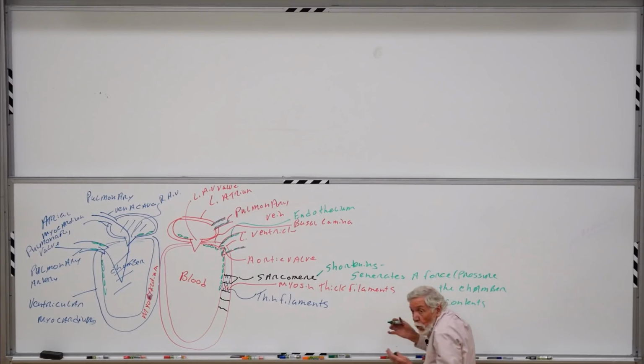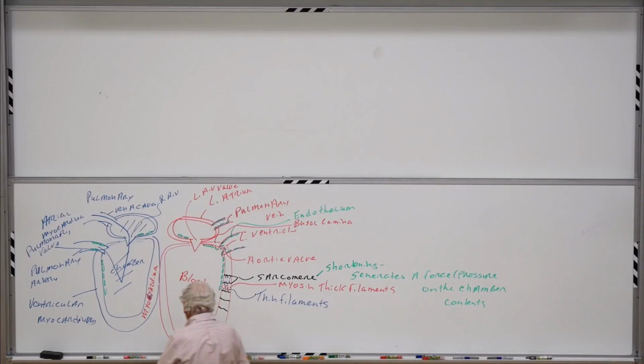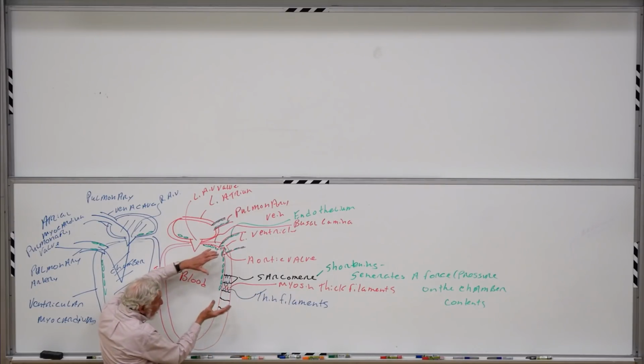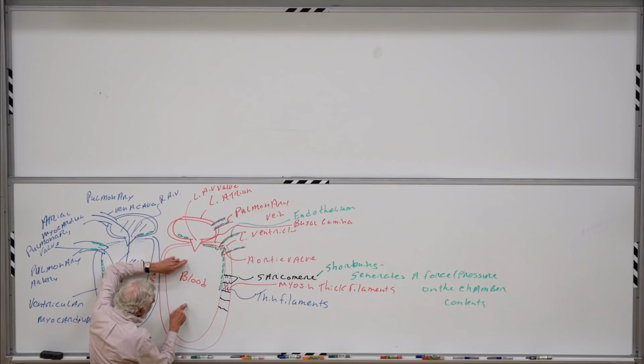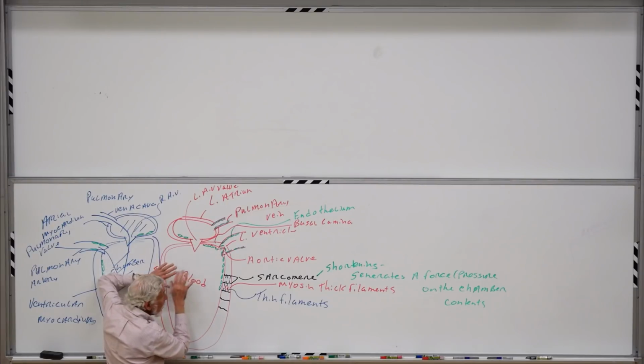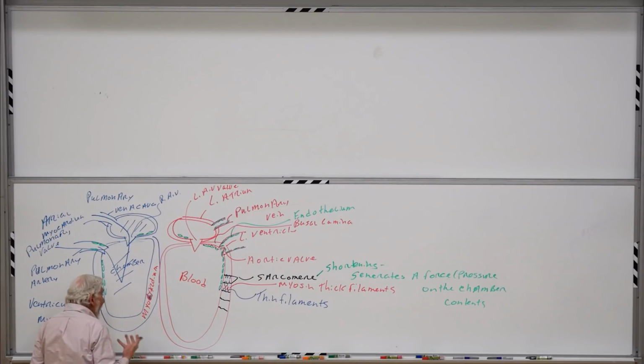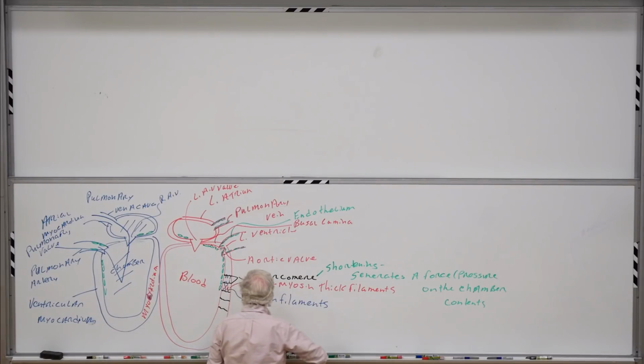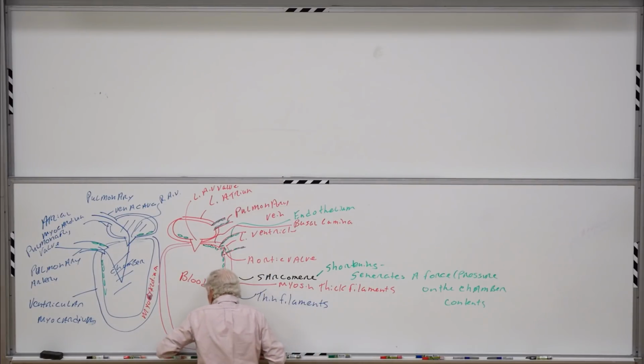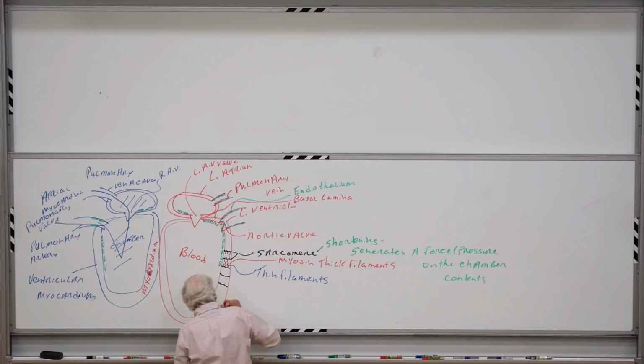The chamber contents, of course, is blood. So when we generate this force, we're going to put pressure on the blood, and we'll talk about this in a moment, what that's going to do to the valves. Before we get to the mechanics of all that, there's another cell layer I want to put on here. I'm going to wish I left more room down here. There's now going to be another cell layer. I'll put this in orange.